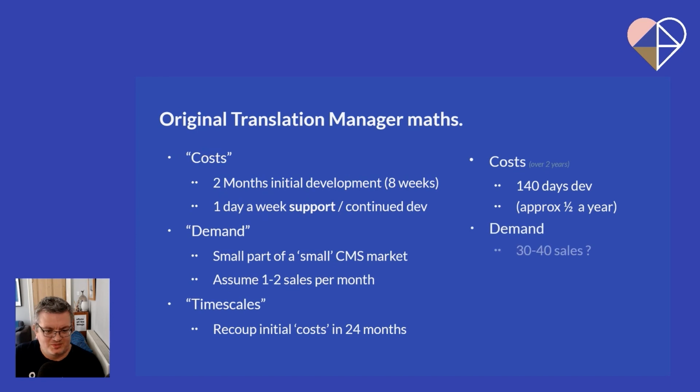And so that demand will work out on about 30 or 40 sales. So price-wise, that came in at around £600. It was 5 years ago. Translation Manager is no longer £600. Inflation is a thing.